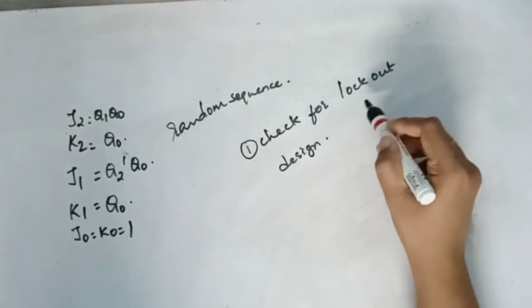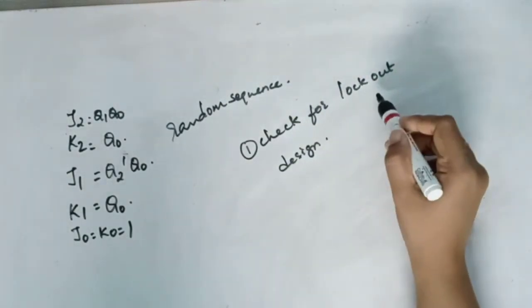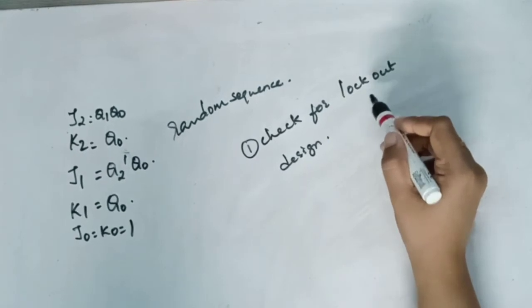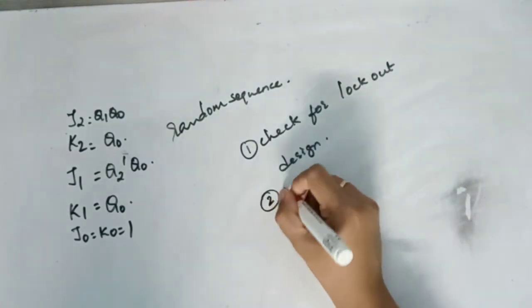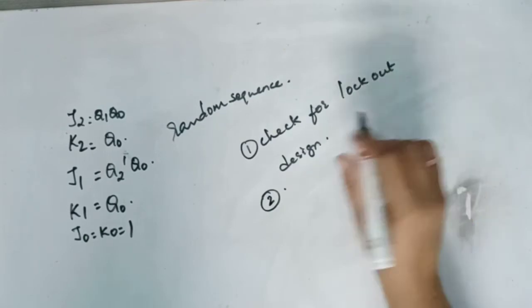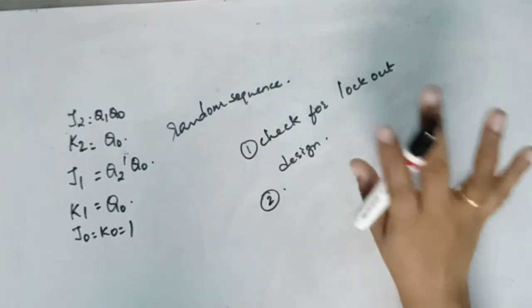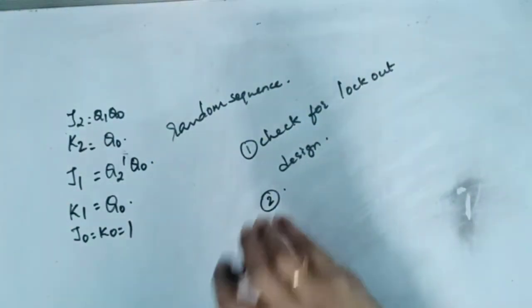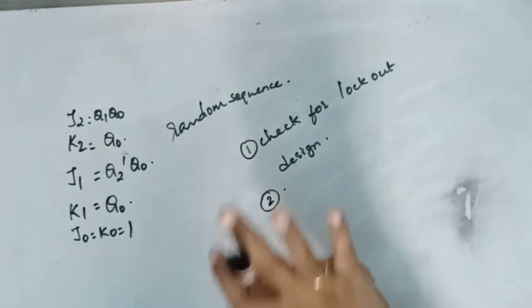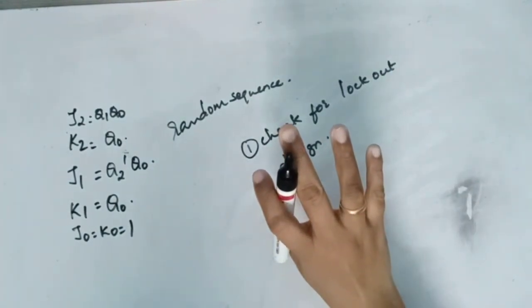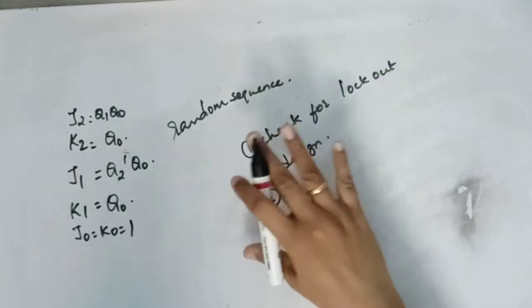Or you can be asked only to check for lockout. Second question will be just design a mod 6 synchronous counter or design such and such sequence generator. So we'll talk about both.